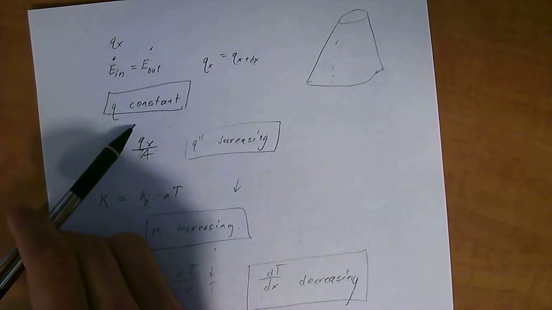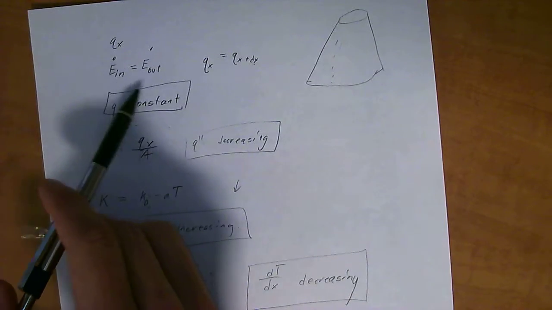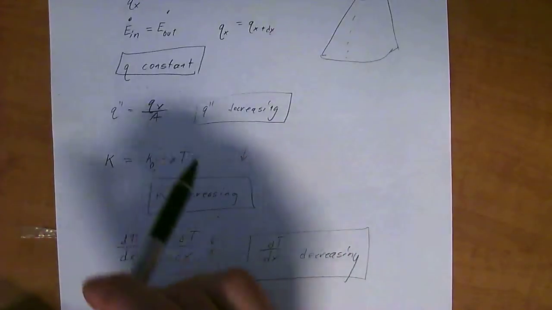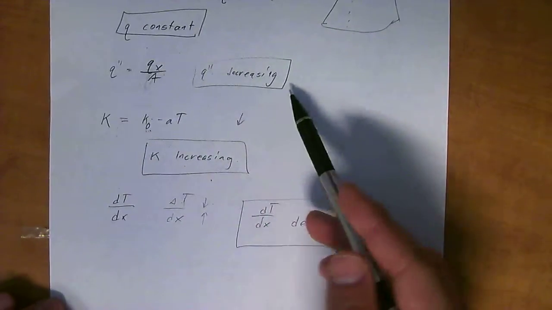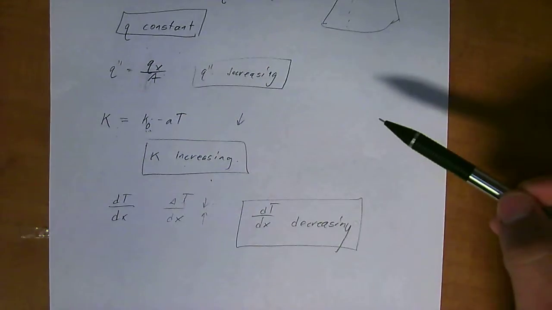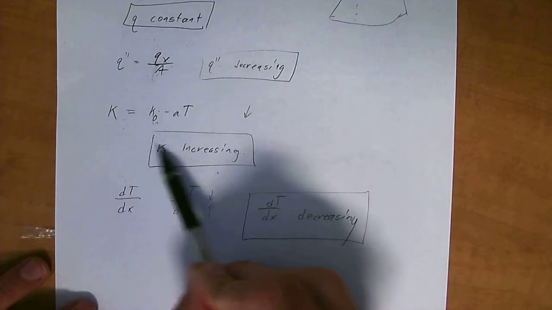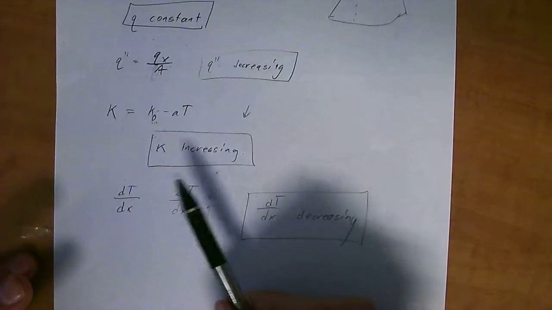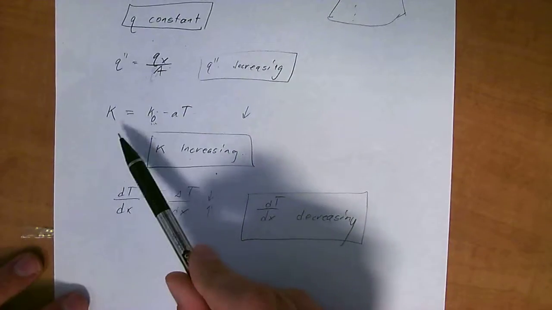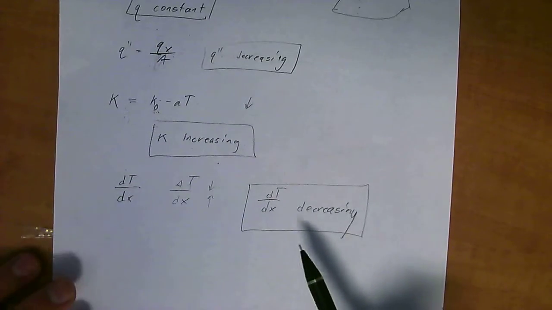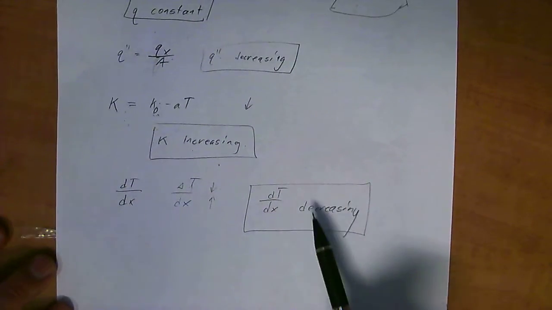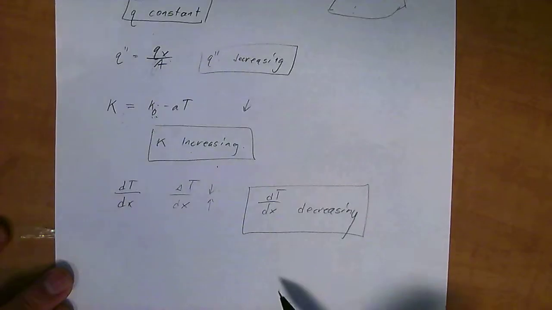So none of them is constant except for the heat rate Q, because of the conservation of energy. The flux through the area is decreasing because the area gets larger, making the flux through the area smaller. Because of this relationship, k is increasing, but normally k is a material property. And dT over dx is decreasing because T is getting smaller and x is increasing. So there you go.